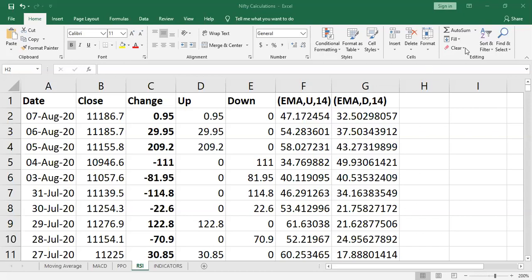Now we want the relative strength. So we enter RS, which is equal to upward divided by downward. So it is equal to this divided by this, and the same copy pasted till the end.